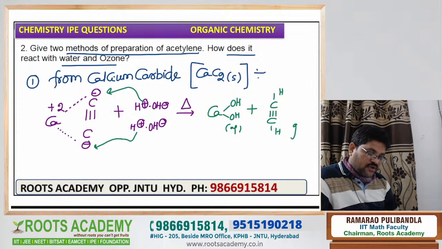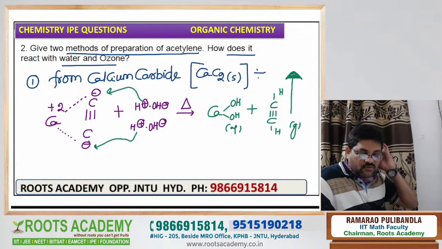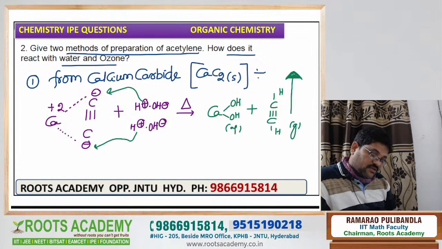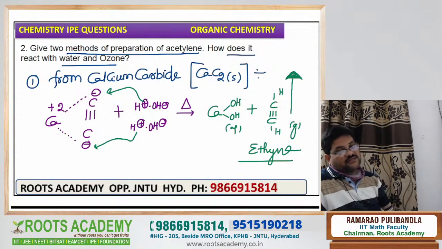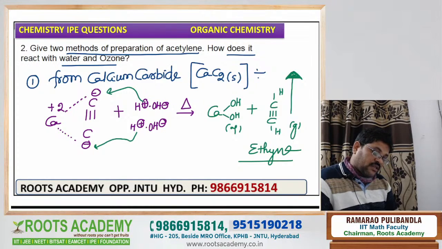Tell me, students, what you got? Acetylene gas is liberated. The simple explanation, no confusion. Now this acetylene gas is also called what? Acetylene gas is also called ethyne gas. Clear? Now how does it react with water, and how does it react with ozone?